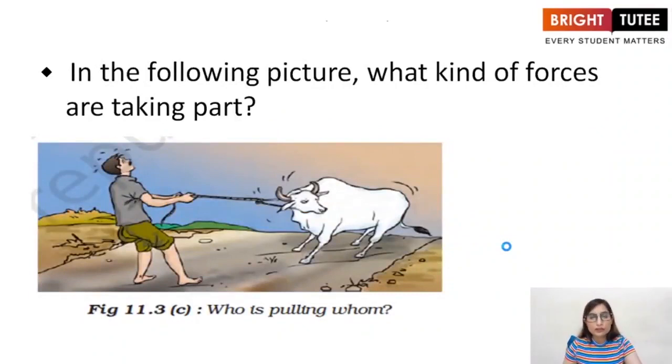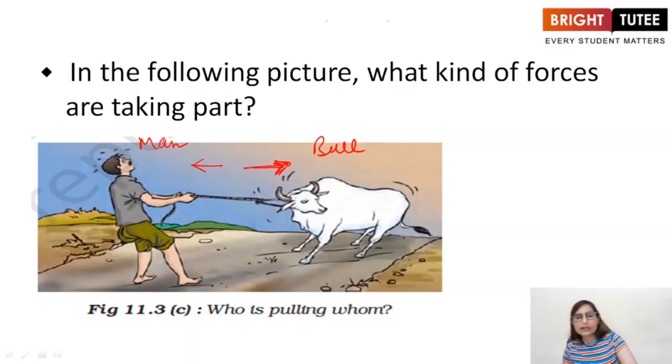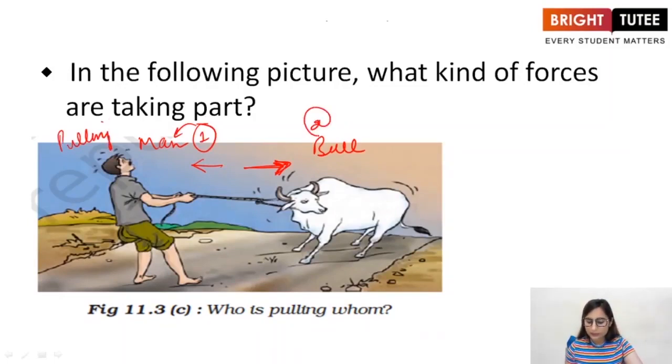In the following picture, what kind of forces are taking part? Basically, students, this is a man and this is a bull. This man is trying to pull this bull towards himself, and this bull is trying to pull the man. Basically, the bull is stopping himself from moving. So the force of the bull is acting in the opposite direction. He wants to stay at this place, so he is not pulling anything. He is just stopping himself from moving, right? So here two kinds of forces are acting. First one by the man, which is a pulling force, and second one by the bull, which is again a pulling force. So these are the forces that have been taking place in this picture.